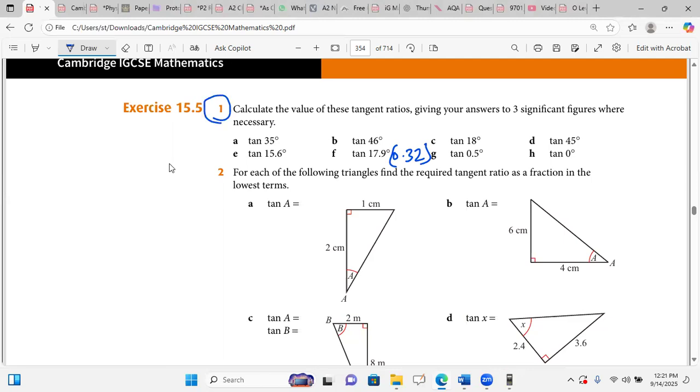For question number 2, he is saying for each of the following, find the required tangent ratio as a fraction of letters, in the form of values. As we know, tangent is opposite over adjacent. For angle A, opposite is 1 and adjacent is 2, so it will be 1 by 2. For this one, opposite is 6 and adjacent is 4, then it will be 6 by 4.